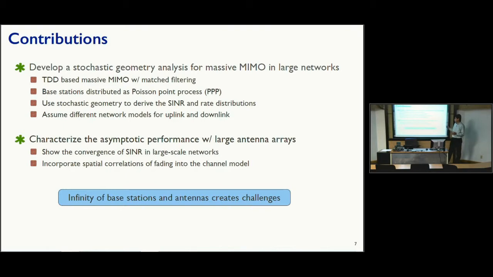And compared with the prior work, in our paper we show the convergence of SINR in large-scale networks. And we also consider the spatial correlation between different antennas.